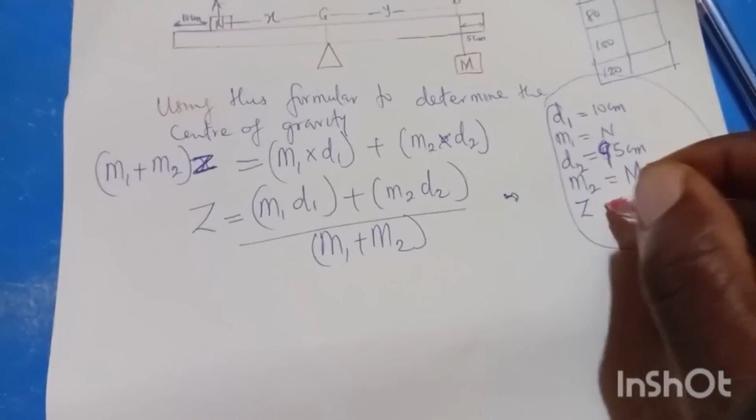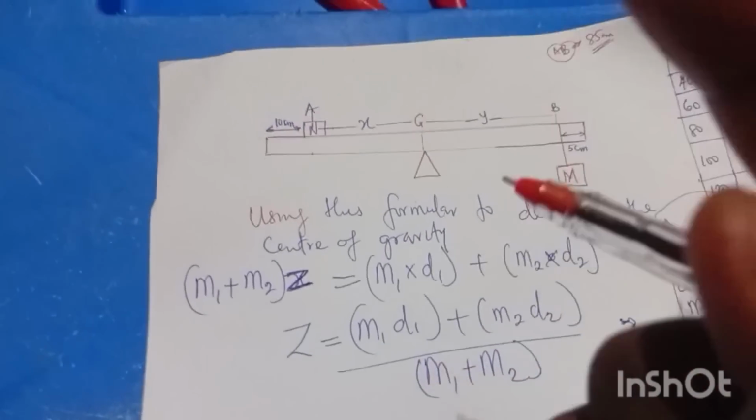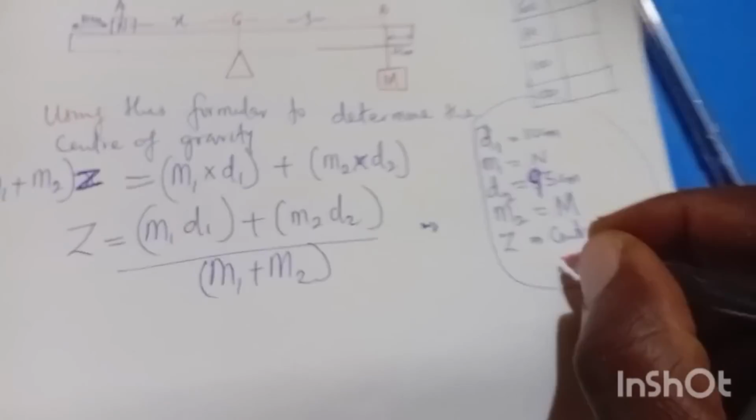Now let's go. My z is my center of gravity. You know, in this type of question you can never have one center of gravity. That is, one center of gravity per experiment, because this thing will be shifting, telling you that the center of gravity will be shifting. So my z is the center of gravity.